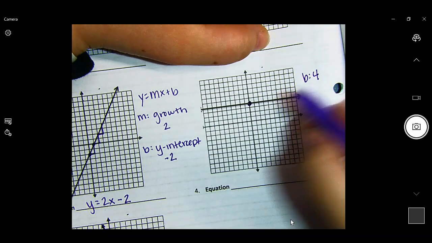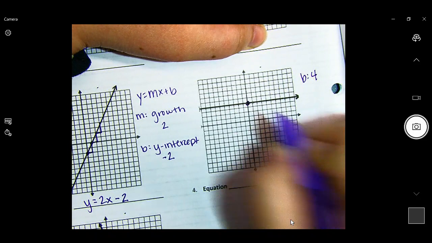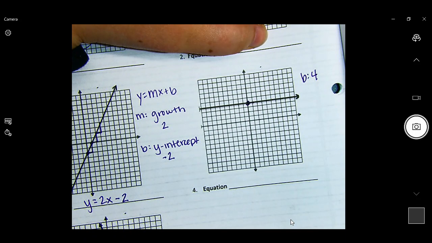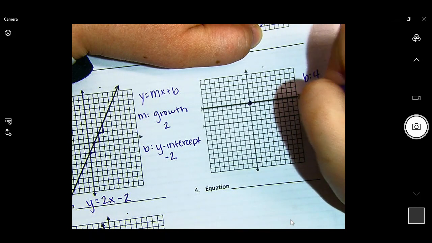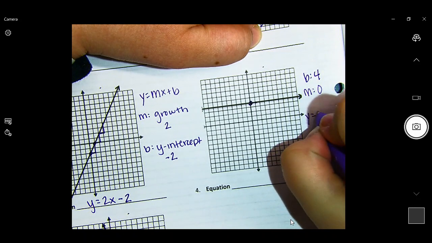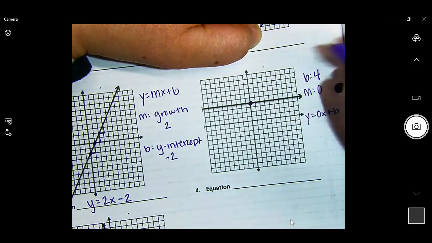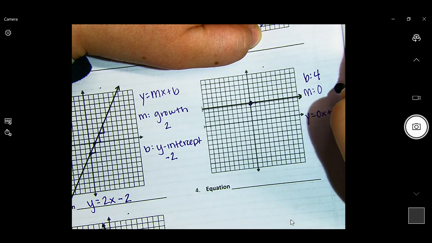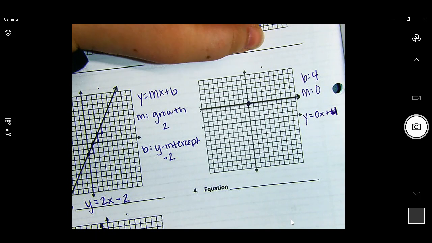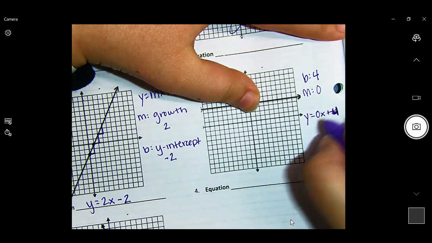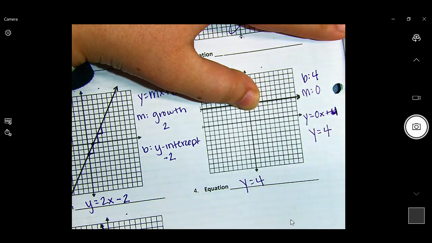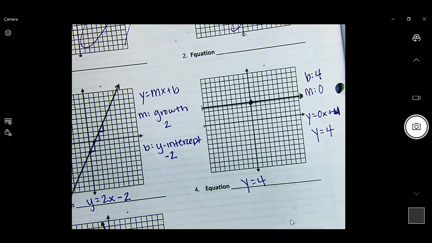Now I need to look at my growth. So as I go over 1, what's happening? It's not changing, right? So that means that my m, my growth, is 0. So I could write this as y equals 0x plus 4. Except we don't need to write this 0x because any number times 0 is always going to be 0. So our equation is just going to be y equals 4. And that's it. That's our line. That's our equation.